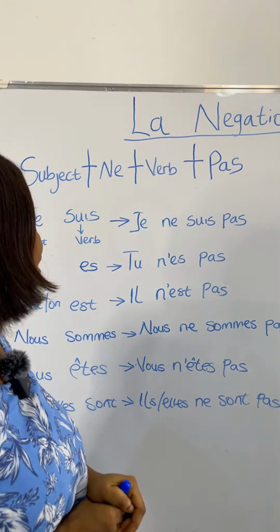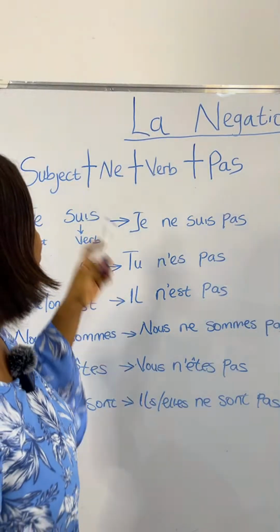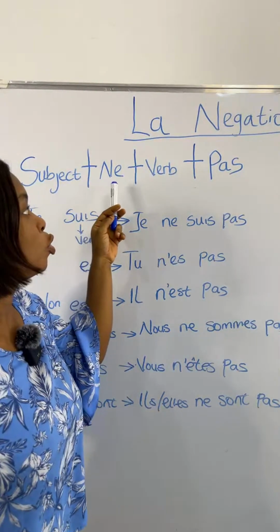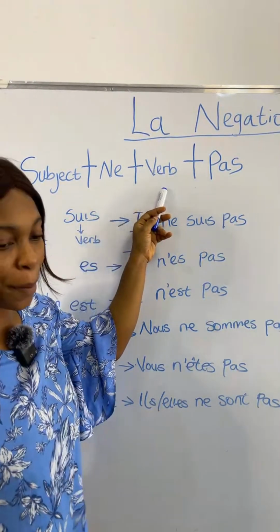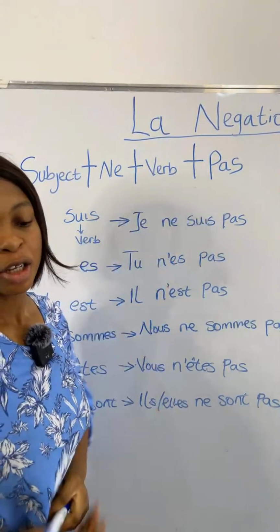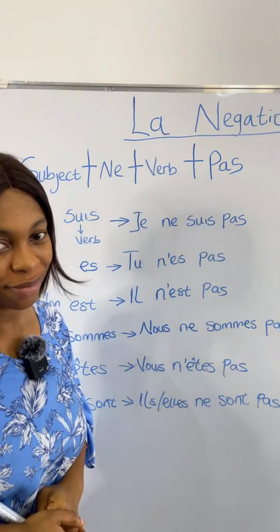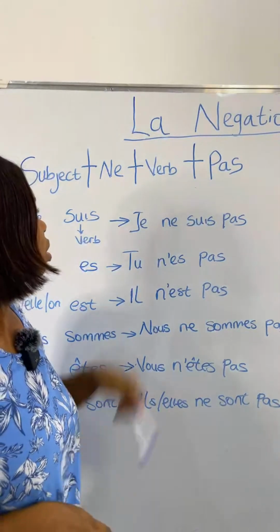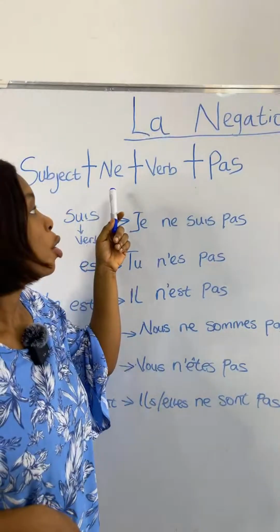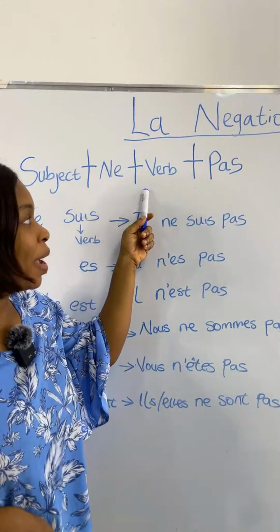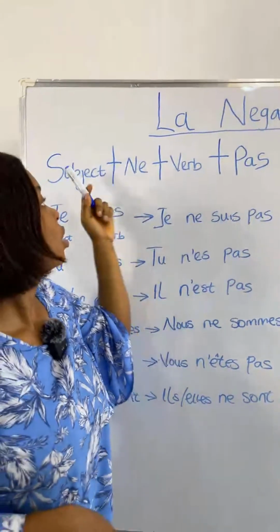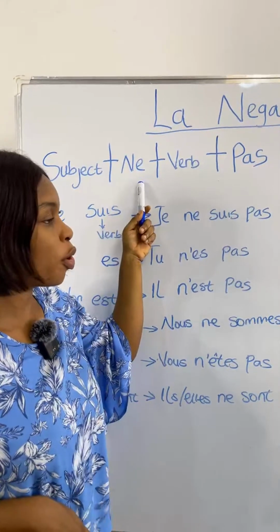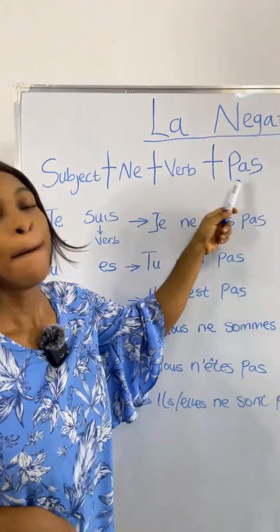And how do we get our negation? It starts from the subject to ne, to verb, and pas. So take it as a formula. Subject, ne, verb, pas.